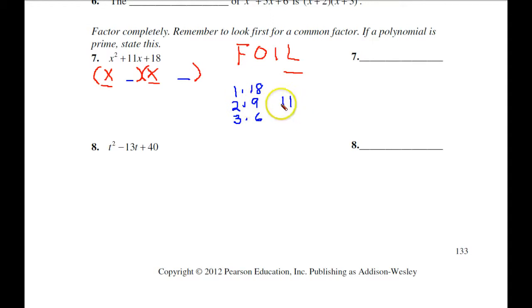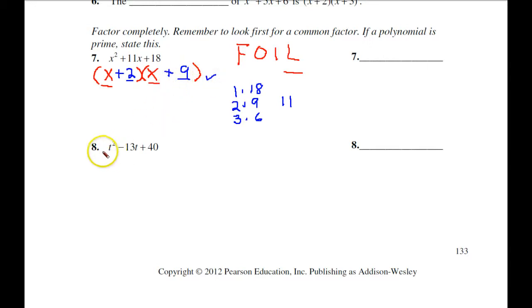Okay. So I'm going to put here 2 and 9. So when I multiply them, I get an 18. And when I do my outers and my inners, it adds up to an 11. And then I'm going to look carefully at the signs. Well, this is positive, so all my signs are going to be positive. And then now what do I do? Well, I check just by FOIL that this is correct. And it does check.